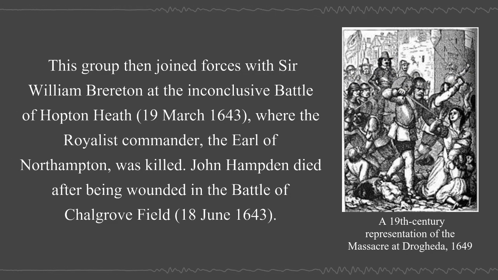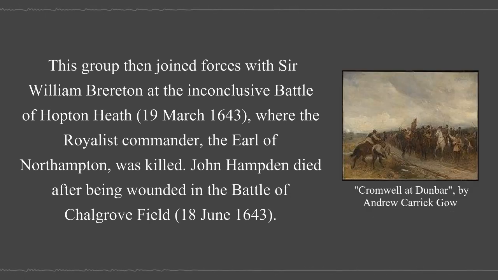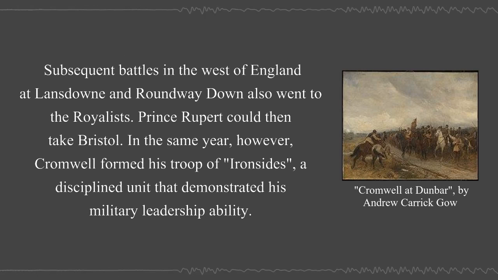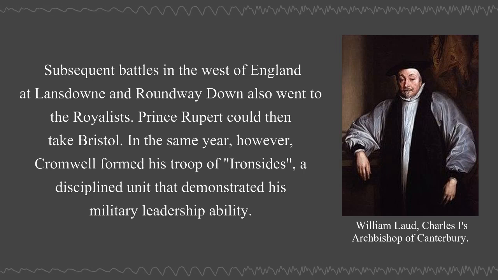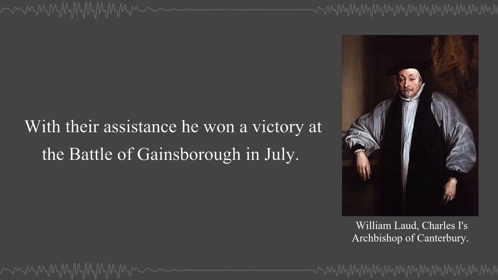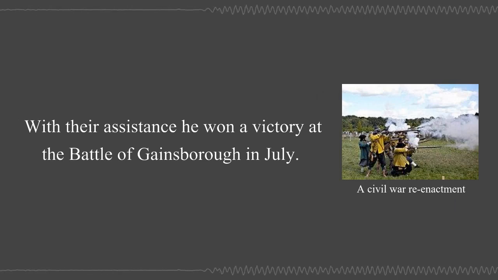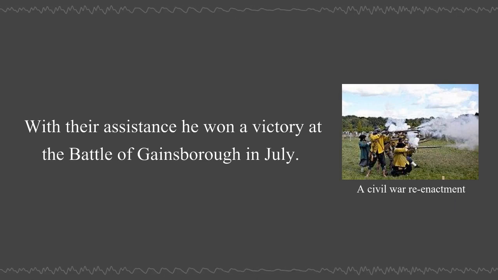John Hampden died after being wounded in the Battle of Chalgrove Field, 18 June 1643. Subsequent battles in the west of England at Lansdowne and Roundway Down also went to the Royalists. Prince Rupert could then take Bristol. In the same year, however, Cromwell formed his Troop of Ironsides, a disciplined unit that demonstrated his military leadership ability. With their assistance, he won a victory at the Battle of Gainsborough in July.